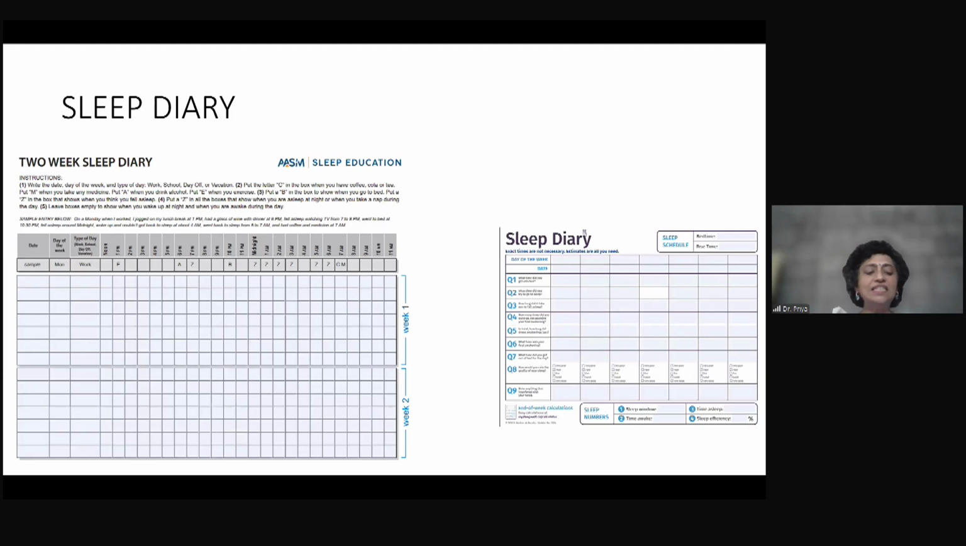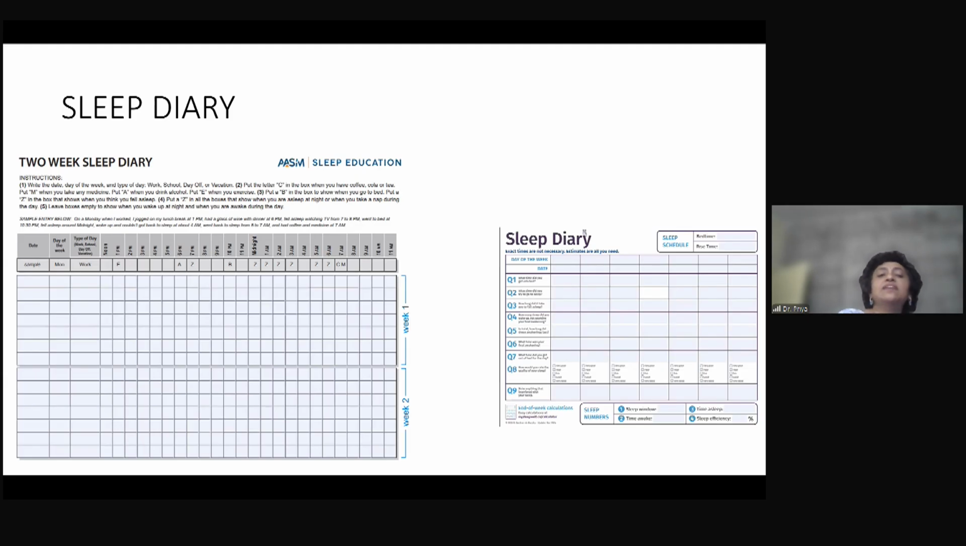So the next thing we have looked at is polysomnography. We have to schedule polysomnography of one sort or the other, the different levels we've seen. The next thing is a sleep diary, an assessment of sleep. Basically, it looks something like this. There are many sleep diaries available.